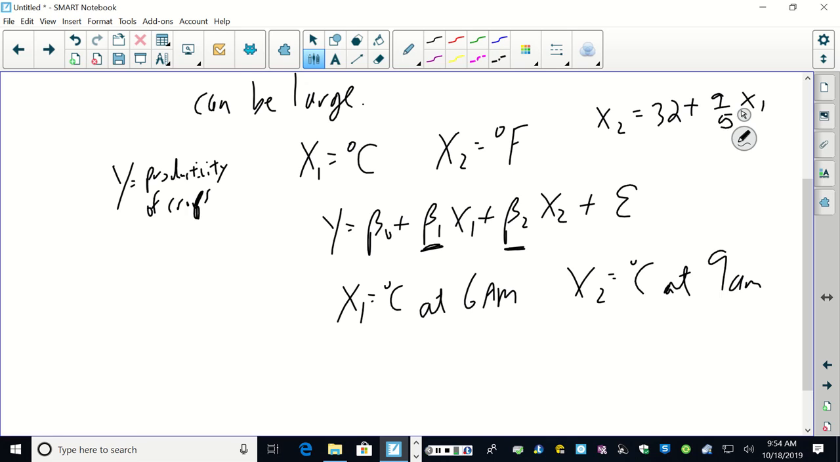So instead of using a whole big group of predictors, you could choose one. You could choose a representative one. You might just choose 6 a.m. Let's use the 6 a.m. version. Or 9 a.m. if you don't want to get up so early. And just do one of them. Alternatively, you could average them if that makes sense in the context to take averages. And so the average temperature between these two might be a better predictor of productivity.